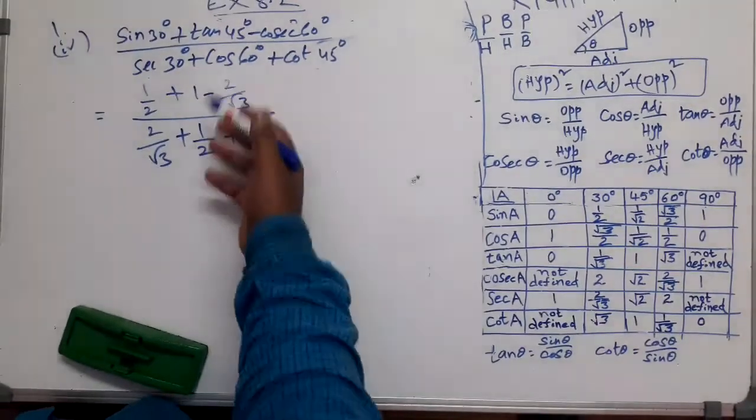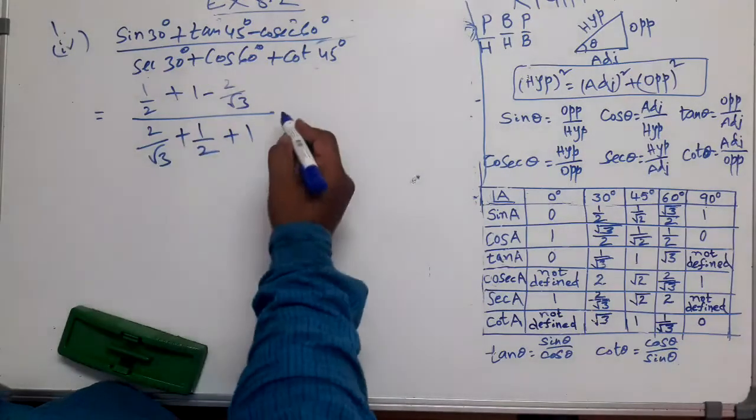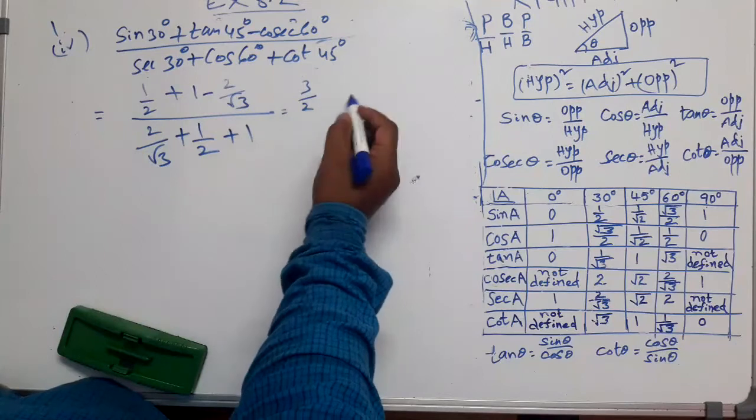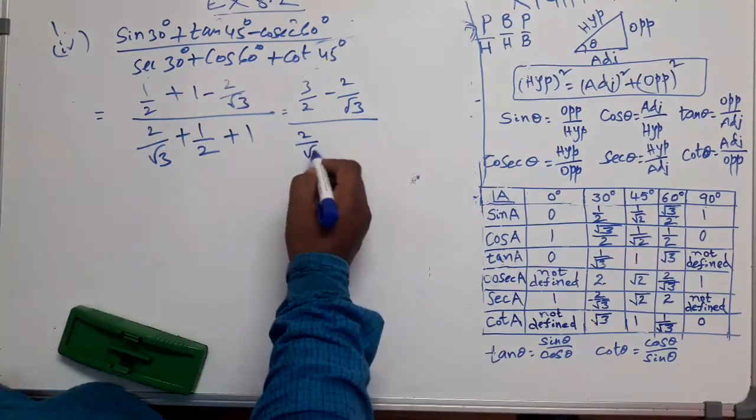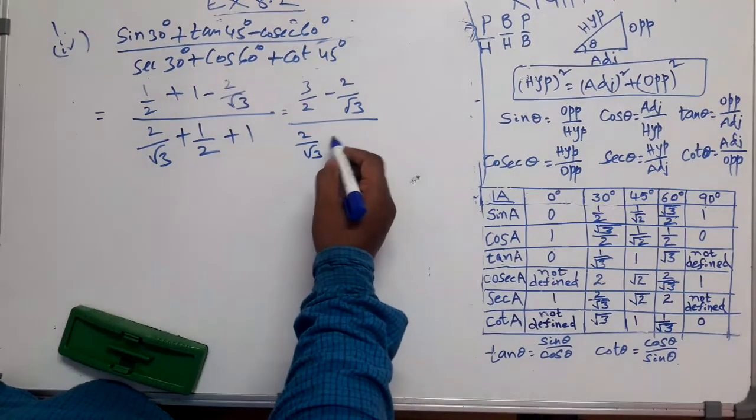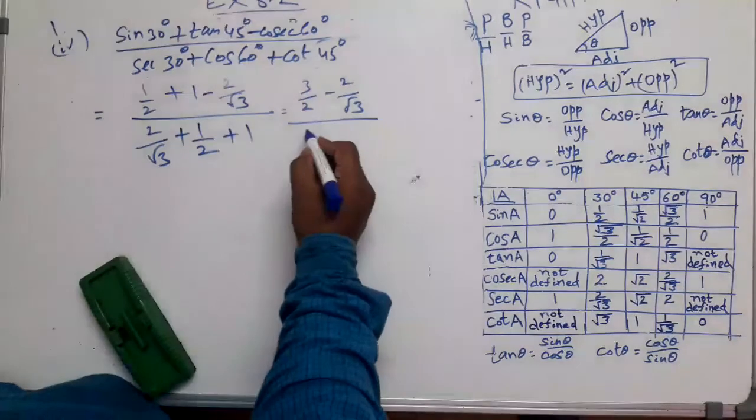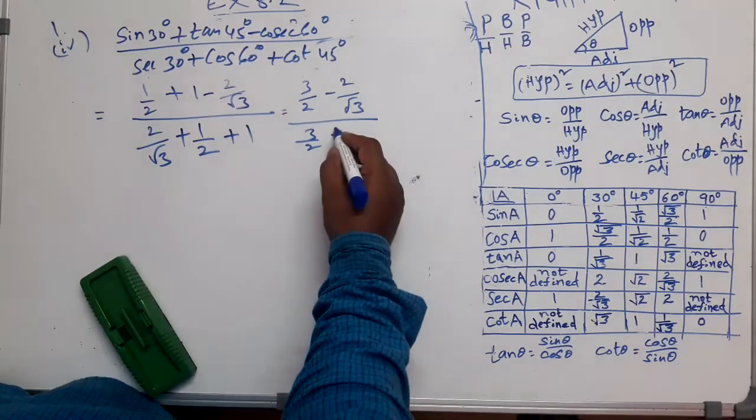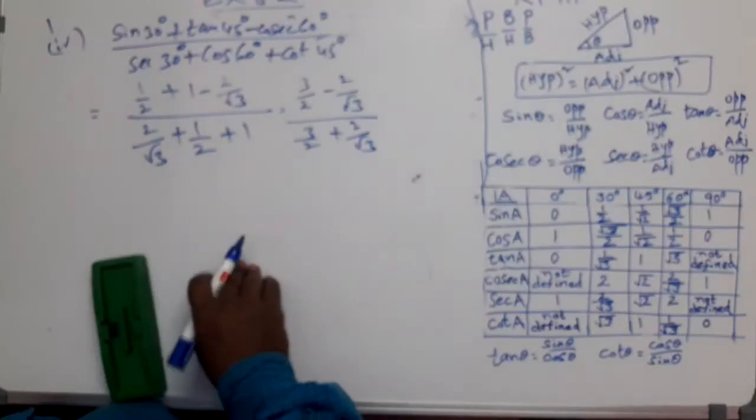Are the numerator and denominator equal? They are not equal. This is minus 2 by root 3, this is plus 2 by root 3. This part is the same, of course. So let us simplify further. 1 by 2 plus 1 by 2 is of course 3 by 2, right? Minus 2 by root 3, upon 2 by root 3 plus 1 by 2 plus 1 is again 3 by 2. So I will write it like this: 3 by 2 plus 2 by root 3. Looking good.